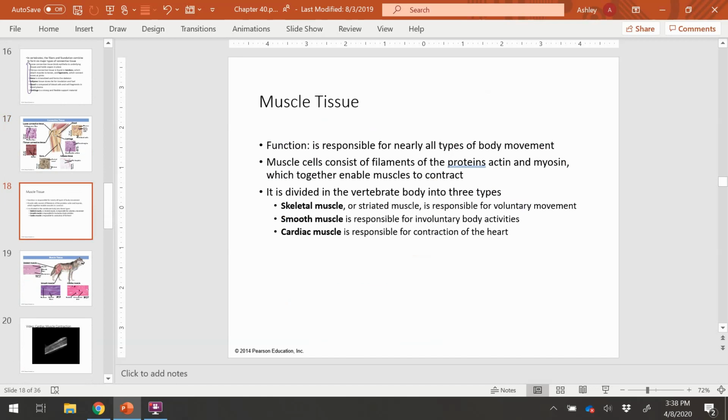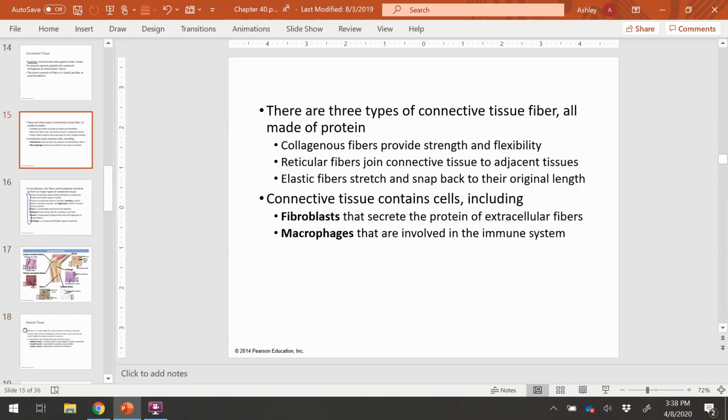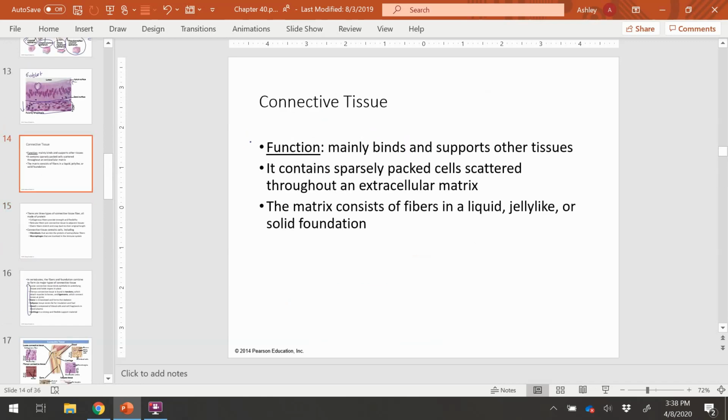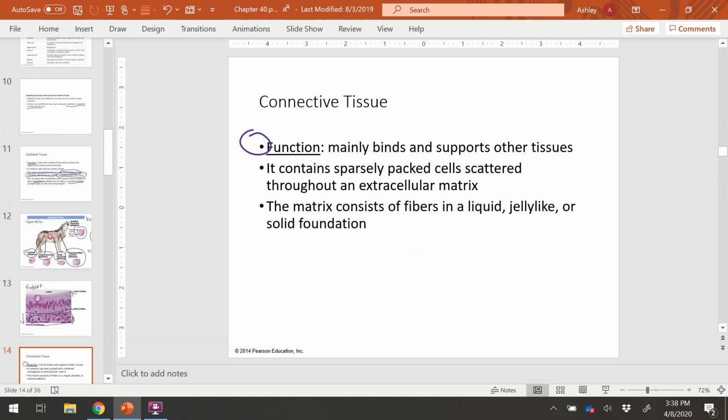Looking at muscle tissue, it's responsible for movement, as well as, the functions are important. So the overall function. Functions are important here.